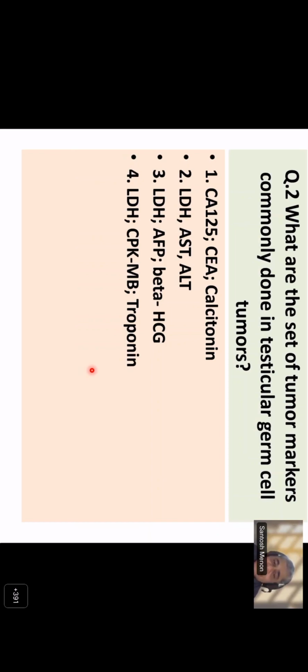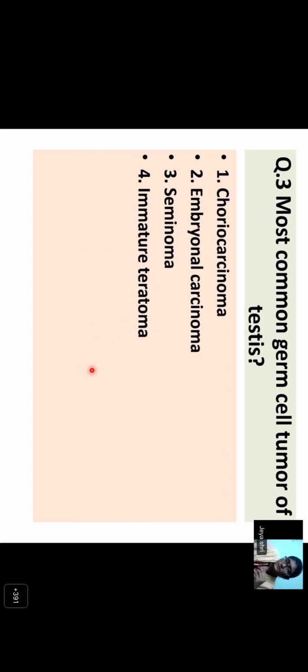So these markers, LDH is very non-specific. Any tumor which is having high turnover, like dysgerminoma. So seminoma and dysgerminoma will have high LDH, even non-seminomatous germ cell tumors. Germ cell tumors are basically categorized into seminomas and non-seminomatous germ cell tumors. I'll leave it to Verma sir to later explain what is important.